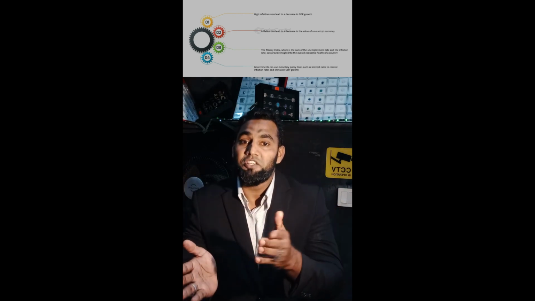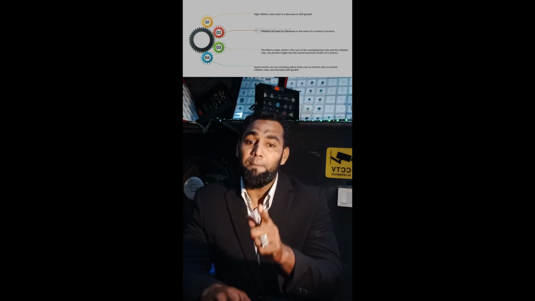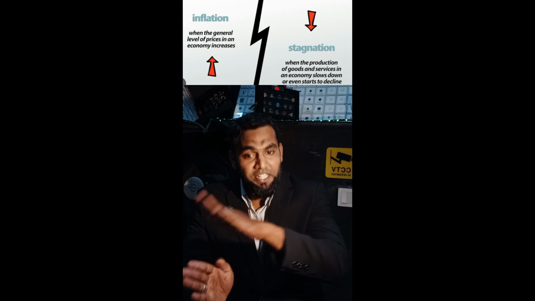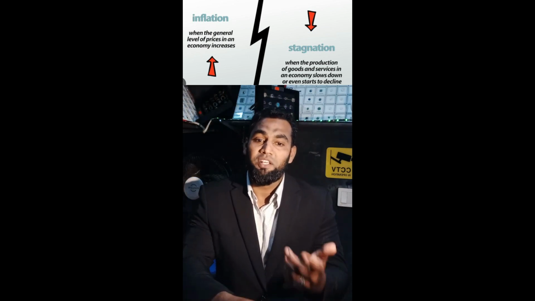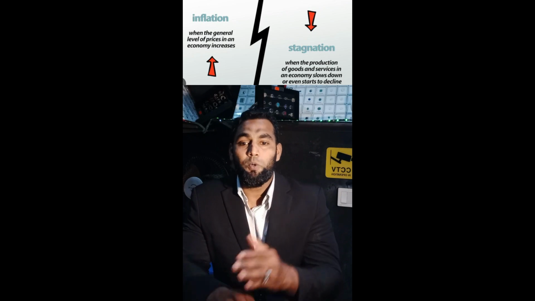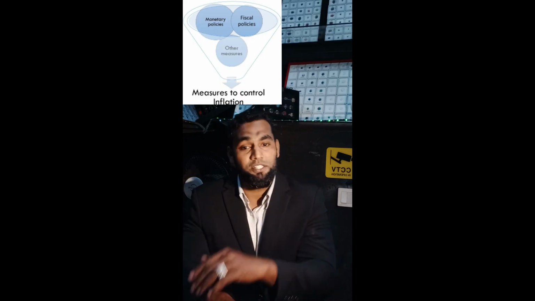So, the relationship between GDP and inflation is here. Rapid GDP growth can outpace the supply, causing inflation. Conversely, low inflation or deflation suggests stagnation. So, under the title controlling inflation, we can take monetary policy and fiscal policy.